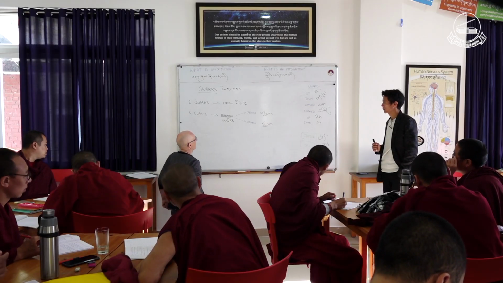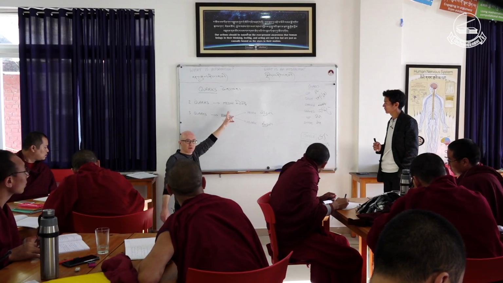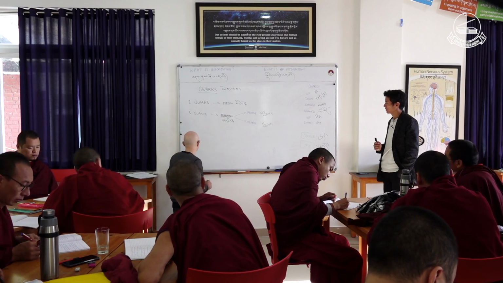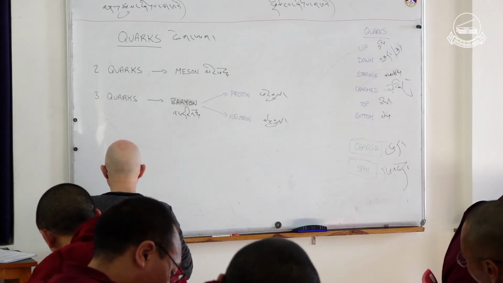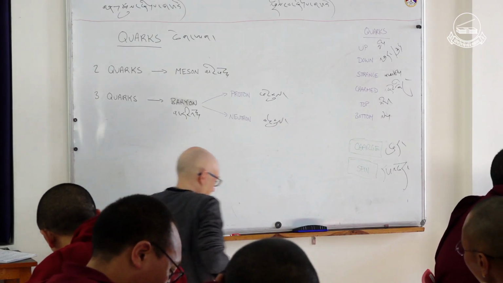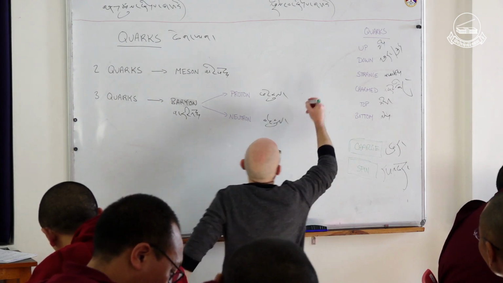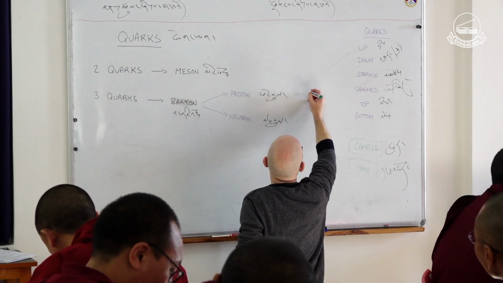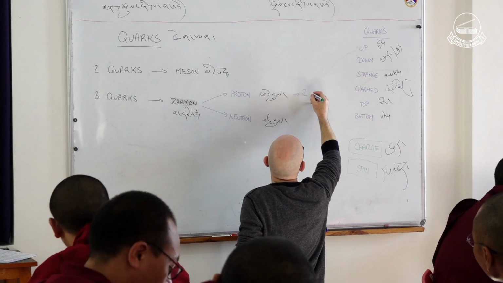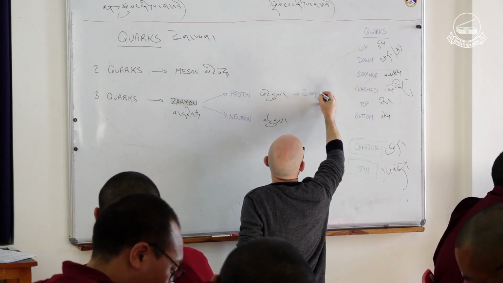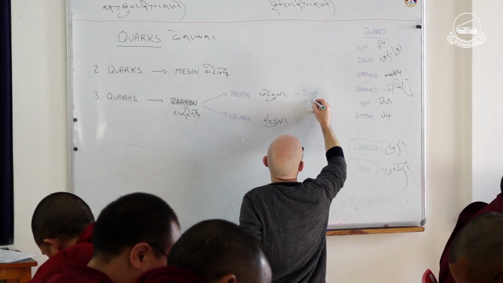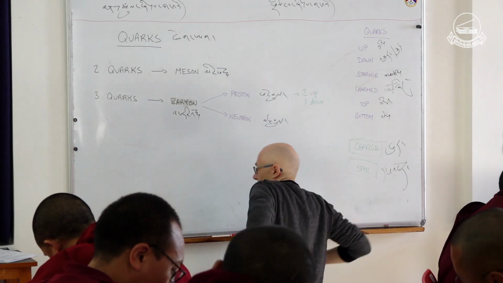So let's say, all right, so we're going to talk about how you build a proton and a neutron, okay? So let's start by looking at, so a proton is made up of 2 up quarks and 1 down quark.